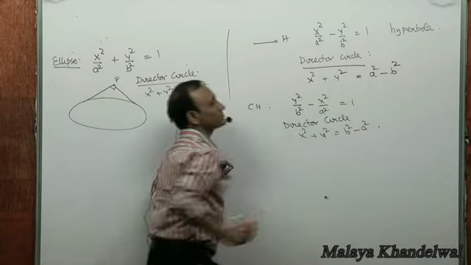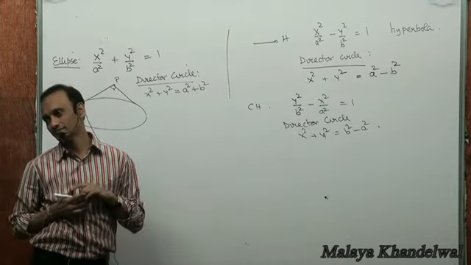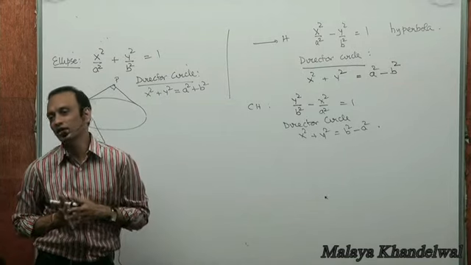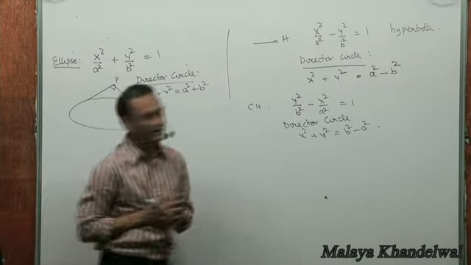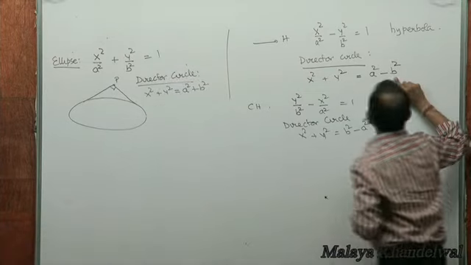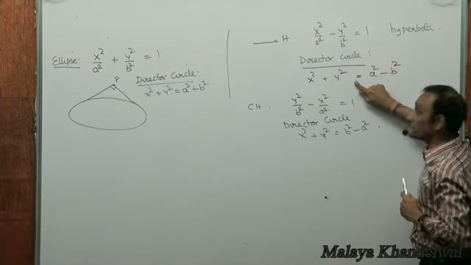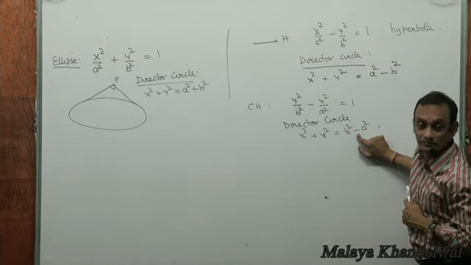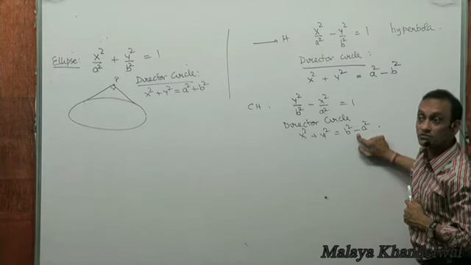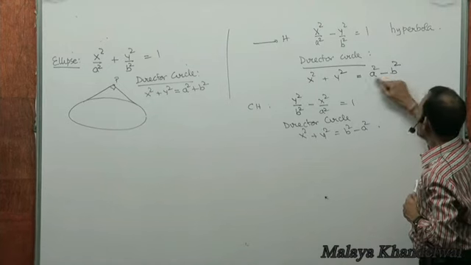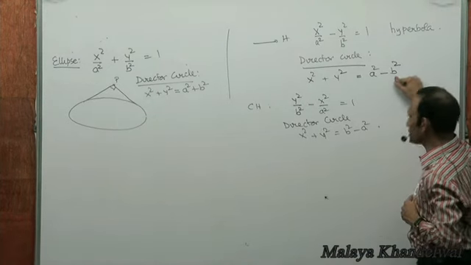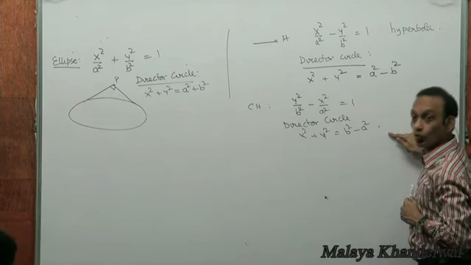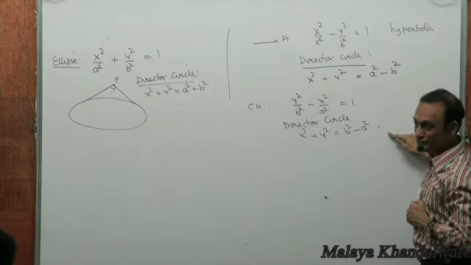Now there is an issue. Look, between b and a, one of them is larger, right? If a is larger than b, then this director circle is real, but this director circle is imaginary. Root a squared minus b squared is the radius of this circle, and root b squared minus a squared is the radius of the other circle. Now only one of them is real if b and a are different.